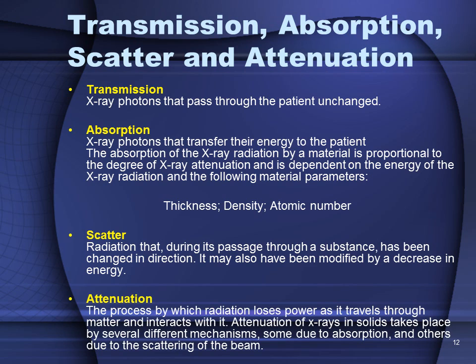And finally, attenuation. This is the process by which radiation loses its power or loses part of its energy as it travels through structures, matter, and interacts with that matter. Attenuation of X-rays in solids takes place by different mechanisms, some due to absorption and others due to the scattering of the beam.